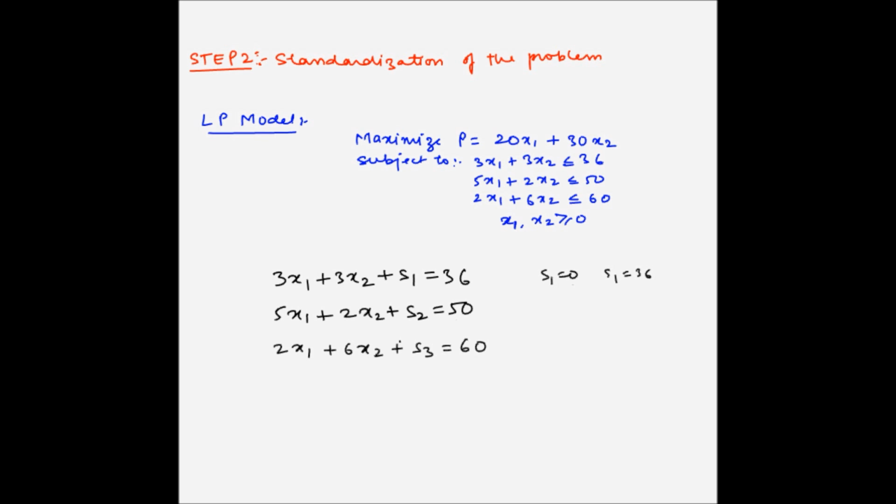So our objective function now becomes maximize P, which is equal to 20x1 plus 30x2 plus 0s1 plus 0s2 plus 0s3. And we have to add another constraint, which is x1, x2, s1, s2, s3 are all greater than or equal to 0. Now let's move to step number 3, which is to create the simplex table.